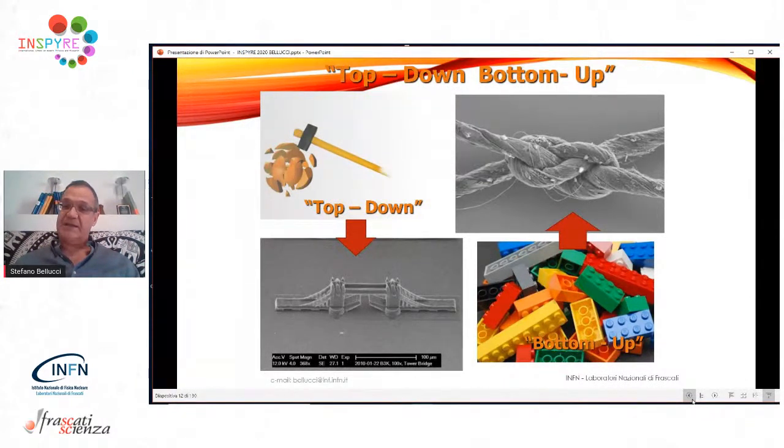And on the right-hand side, you see a bottom-up approach example. You can figure it as a kind of Lego system assembly. Here, the nanofibers, in this case carbon nanofibers, have been self-assembled to realize a knot, a topologically non-trivial configuration.